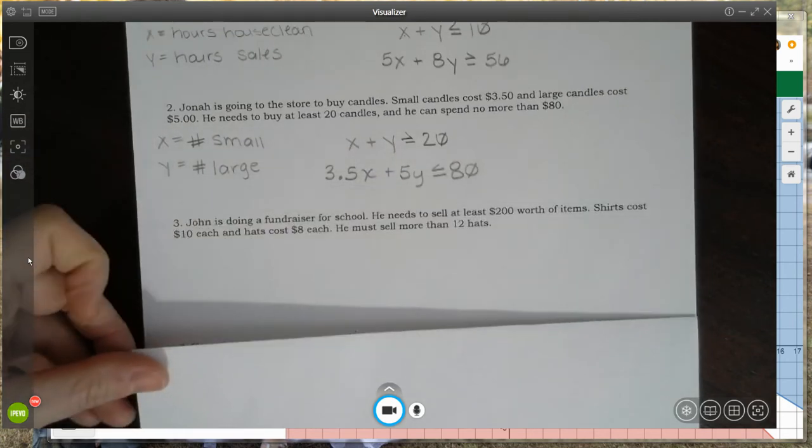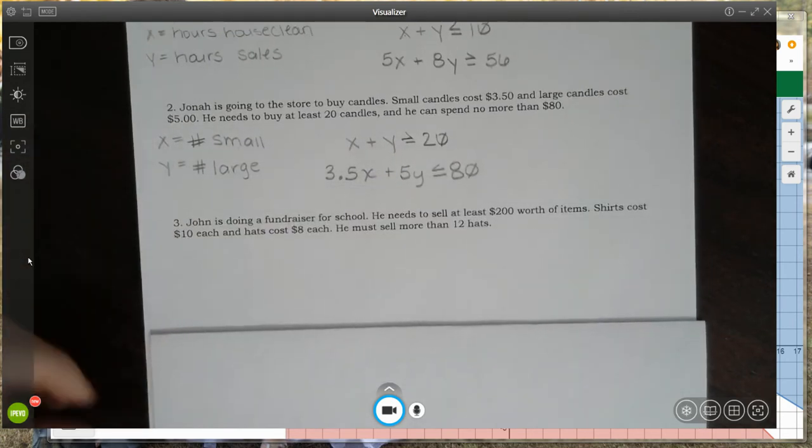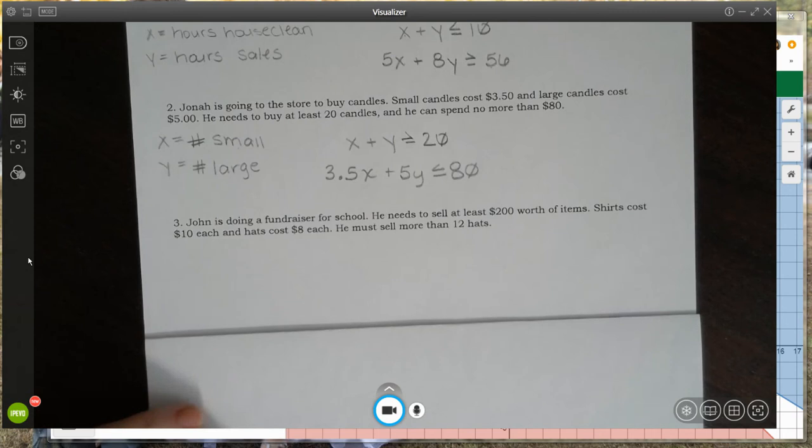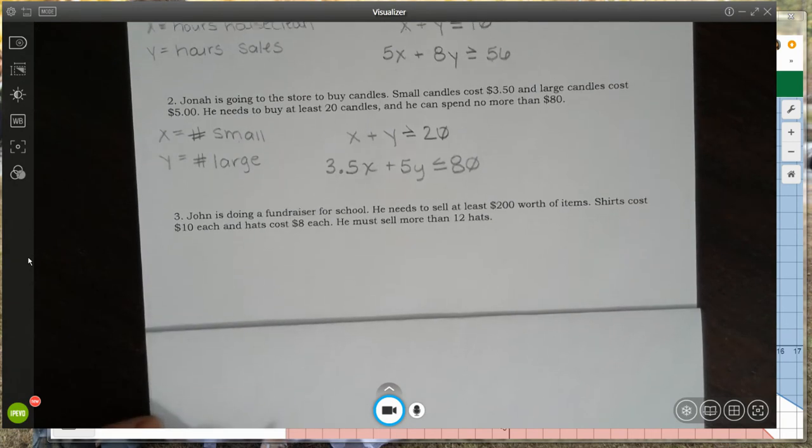Moving on to number 3. We're doing a fundraiser for school. I have to sell at least $200 worth of items. We're selling shirts for $10 and hats for $8. And now I have to sell more than 12 hats.